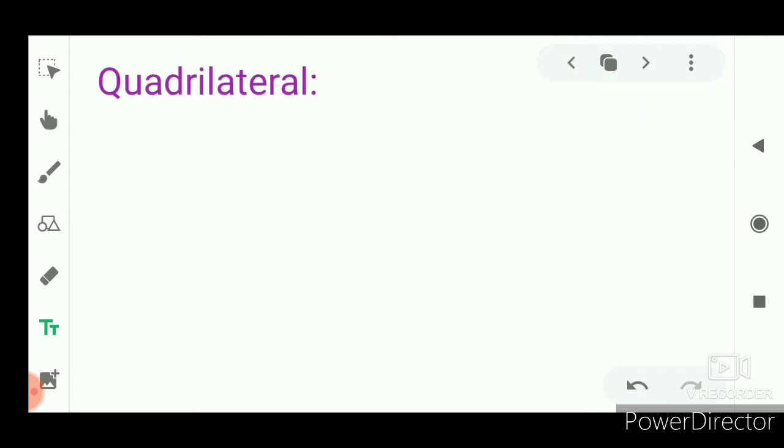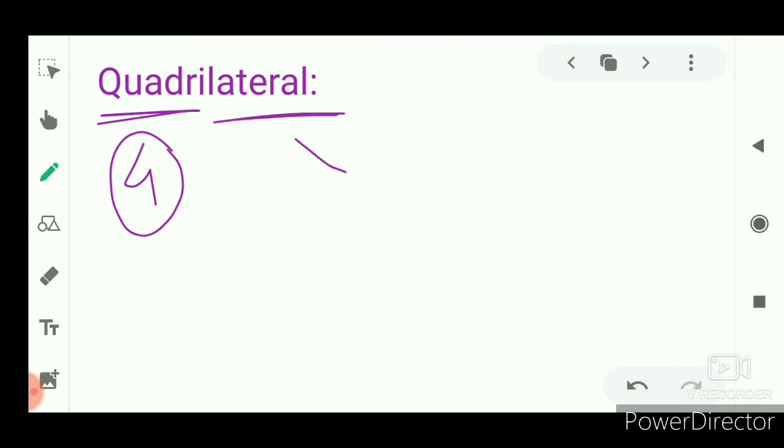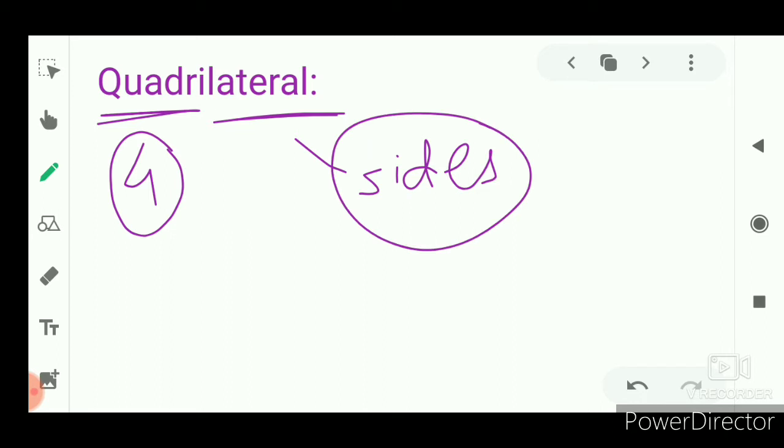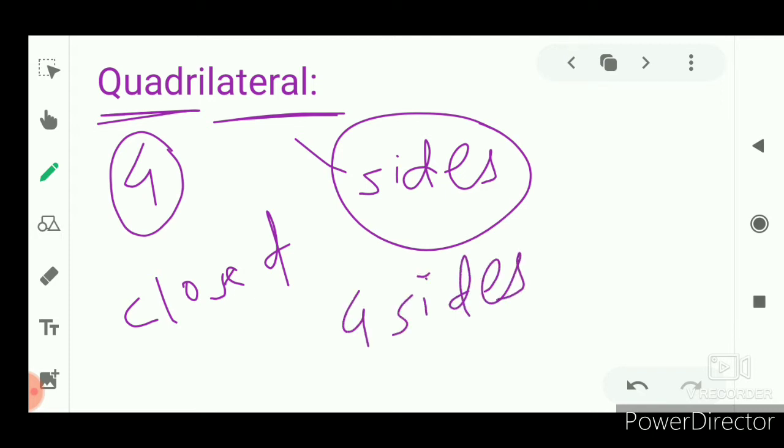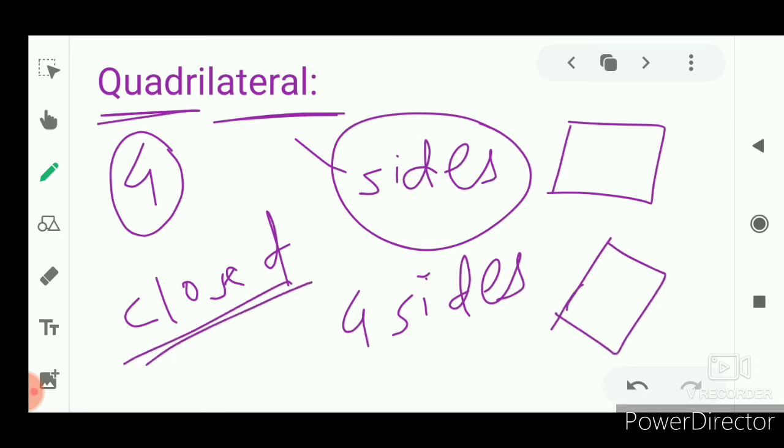Quadrilateral: the general meaning of quadri or quadra is 4, and lateral means sides. It means that any closed geometrical figure that has four sides is called a quadrilateral. Any closed figure which has four sides is called a quadrilateral.